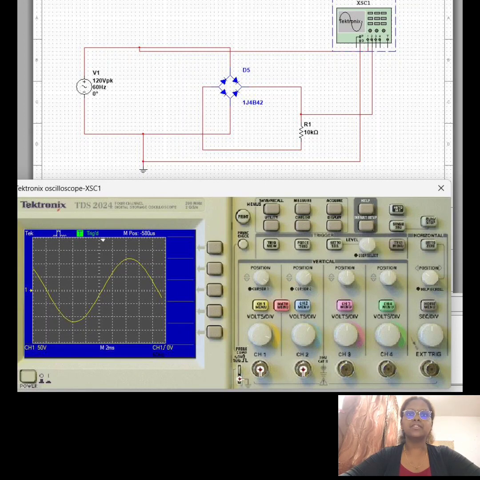4 diodes are present in full-wave bridge rectifiers. There are 2 diodes connected in reverse bias and 2 diodes connected in forward bias, because we are rectifying both the positive and negative sides of the waveform where the frequency is doubled. So this is the full-wave rectifiers for AC and DC wave.